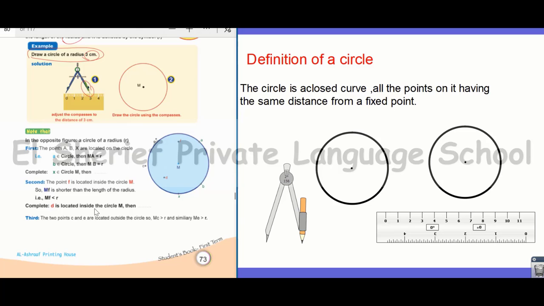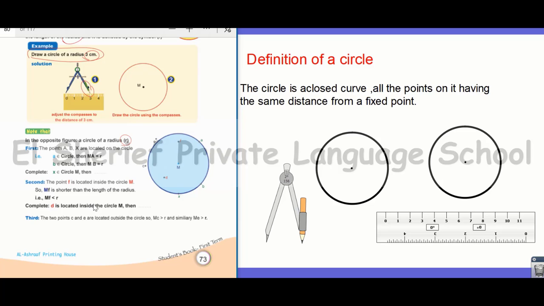Here, notice that in the opposite figure, a circle of a radius r. We denote the radius by the symbol r. So the radius is r.